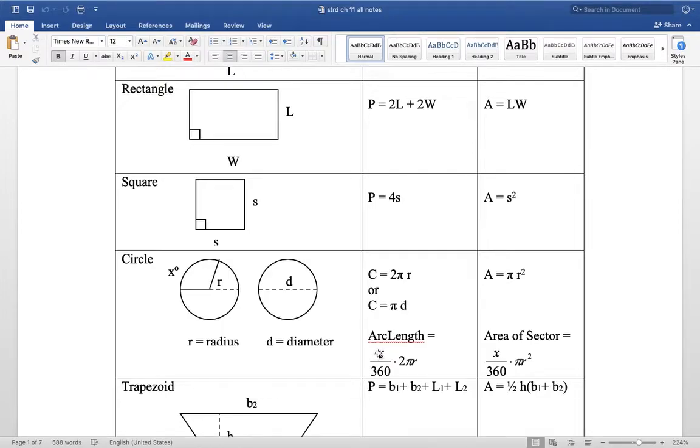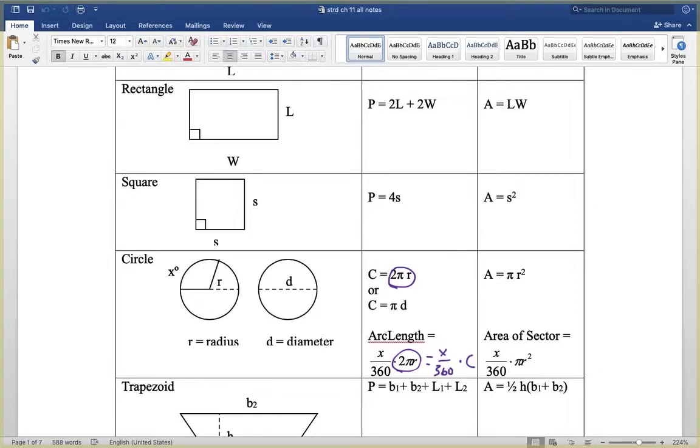And in some of your problems, it's going to be helpful to think of it that way. Instead of thinking of it as 2 pi r, doing that replacement, another way to word this formula is x over 360 times circumference, because really 2 pi r is equal to circumference. So we could just say x over 360 times C.